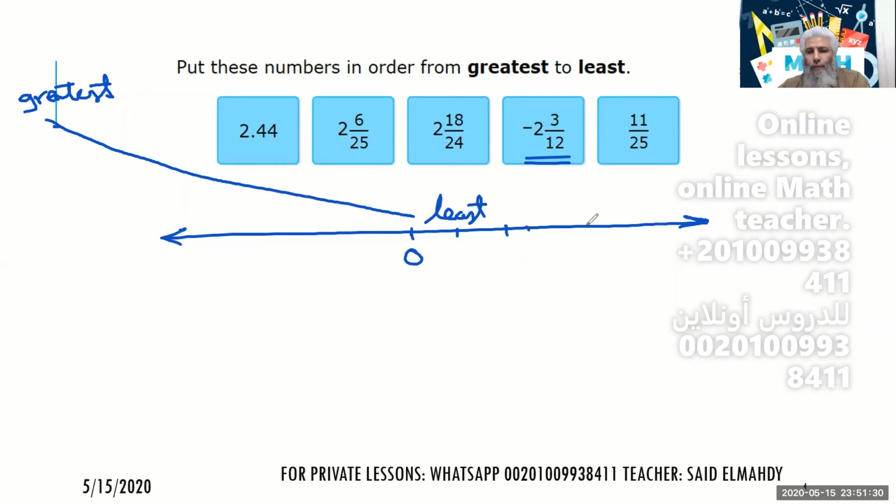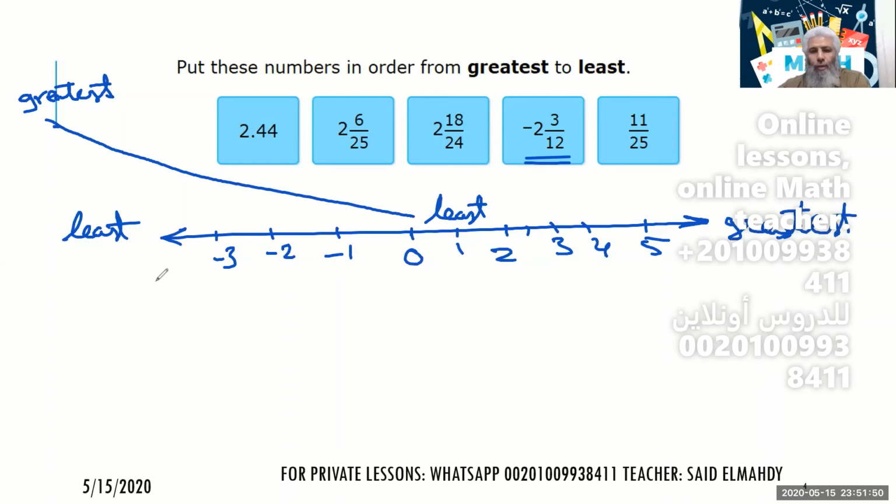These are positive numbers, 1, 2, 3, 4, and so on. These are negative numbers, negative 2, negative 3. So the least number is here. The greatest is here at this side. The negative number is least. We have only one negative number, so this is the least number. We'll end with this negative 2 and 3 over 12. This is the least number.